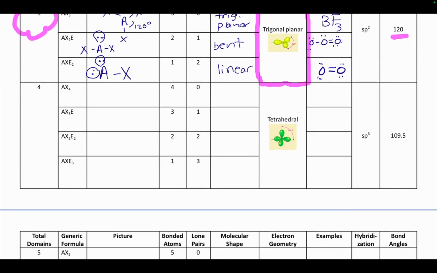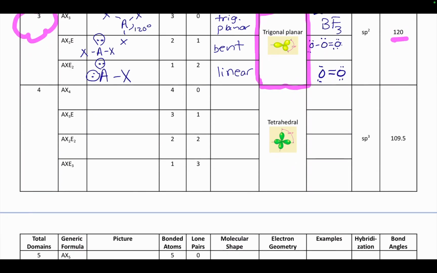Now we're going to switch to tetrahedral geometry, which is 4 domains total. And the first one is going to be just a regular old tetrahedron. On paper, it does not look tetrahedral. The angle between is 109.5 degrees. And it does have the tetrahedral shape. An example of this would be methane or carbon tetrafluoride. A lot of times it is carbon in the middle. It doesn't need to be, though. I'm going to keep going on this, and then I'm going to show you on the PhET.